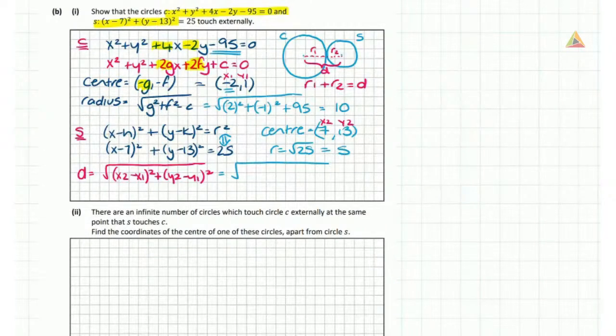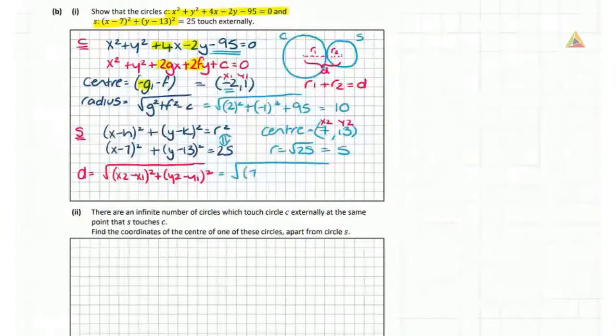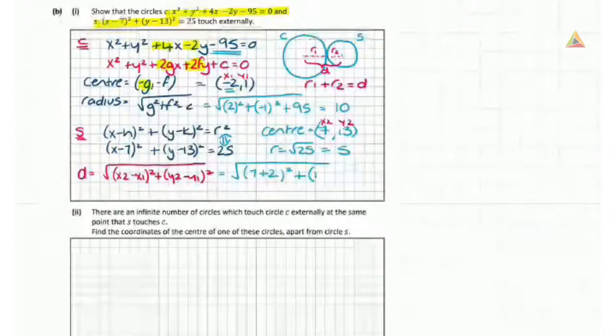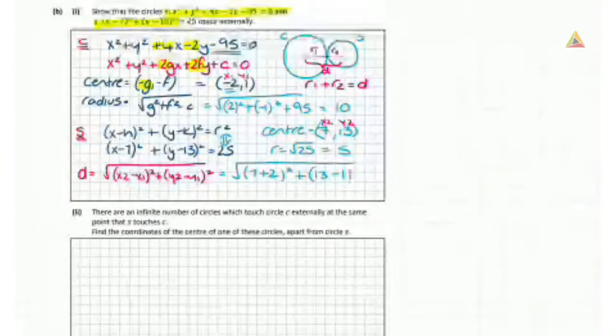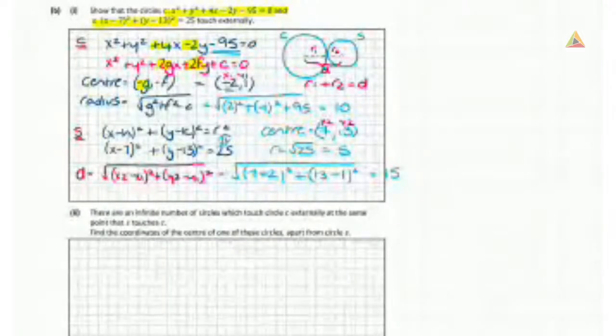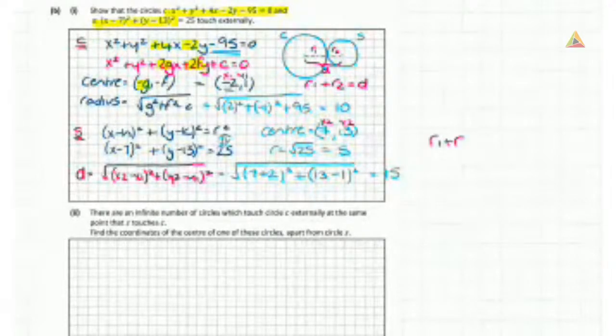So plugging into the formula, we should be getting 7 minus minus 2. That's going to give me 7 plus 2, all squared, plus y2, which is 13, minus y1, which is 1, all squared, and that should give me, I'm just running out of space, so I'll go across here, a distance of 15. And as you guessed, your R1 plus your R2, so let's remind ourselves of where they are.